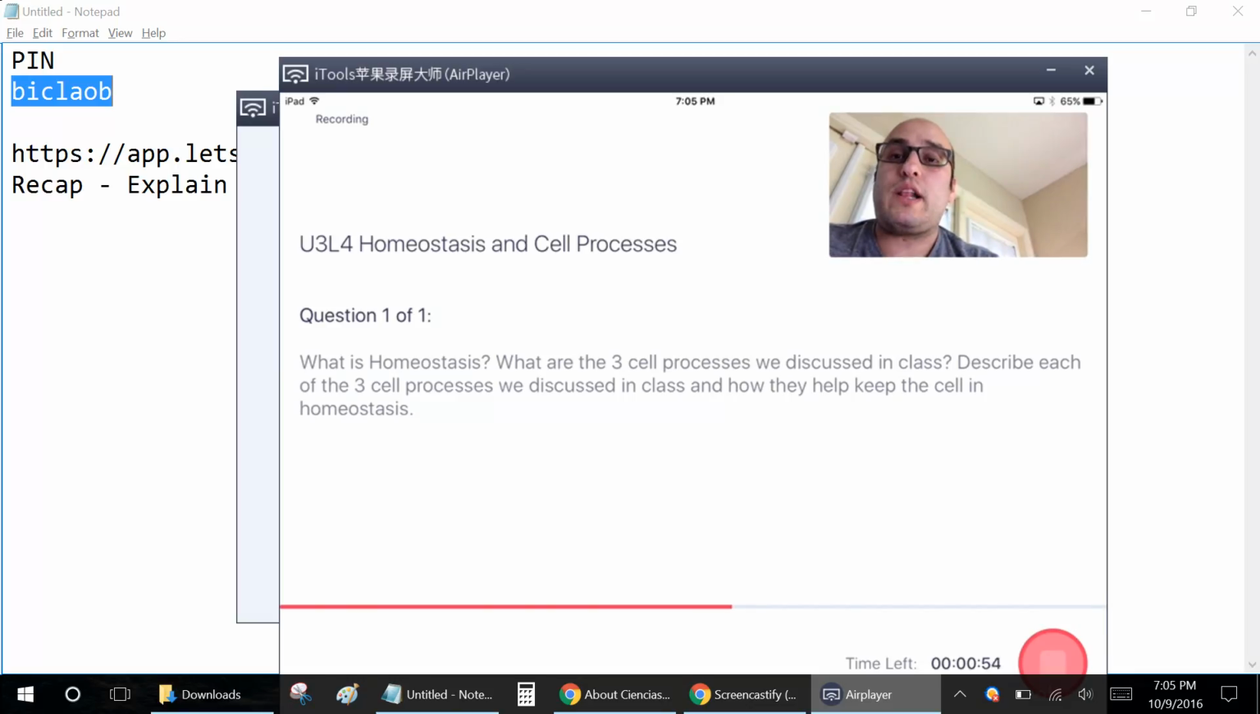Okay, so the last question will be, describe each of the three cell processes. We discussed that. Okay, how do they keep the cell in homeostasis? And we discussed that in class. Basically, you have to maintain homeostasis, and you maintain homeostasis by doing these three processes at the same time. You cannot have a cell without energy because it will die. You cannot have a cell receiving nutrients and removing waste because it will die. You cannot have a cell without reproducing and the ability to reproduce, because then the cell will become extinct.